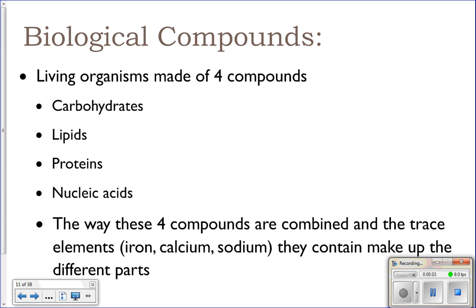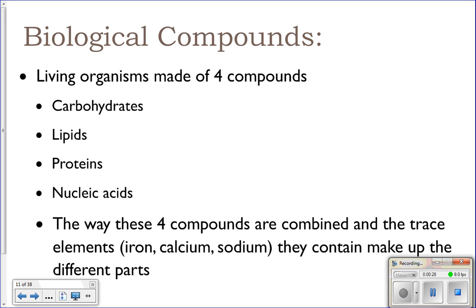Biological compounds. When we look at living things, we always look at what they're made of, what they require, and how they behave and why. Right now we're going to look at what organisms are made of. All living organisms are made out of 4 compounds: carbohydrates, lipids, proteins, and nucleic acids. Those are the 4 organic compounds that make up all living things.